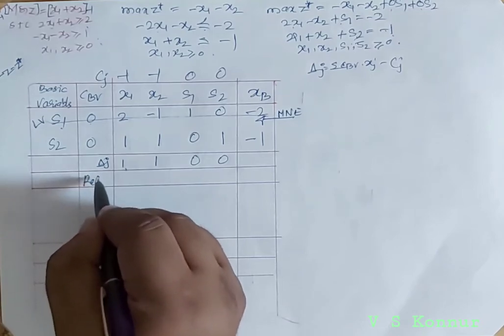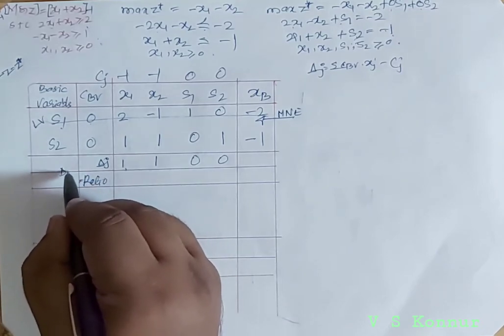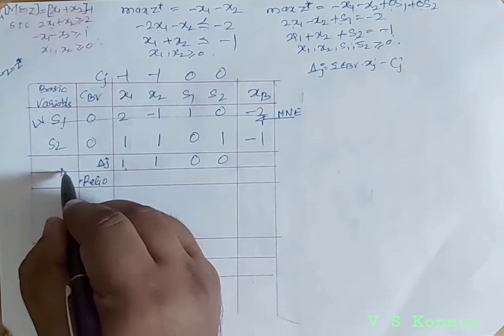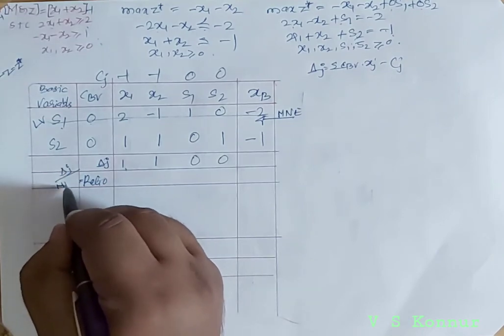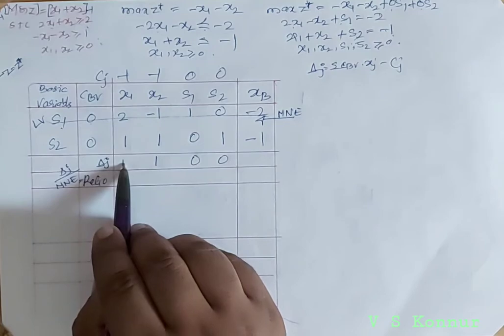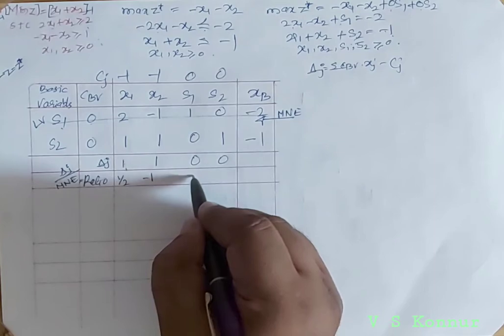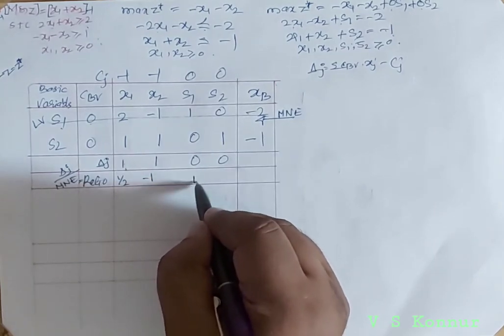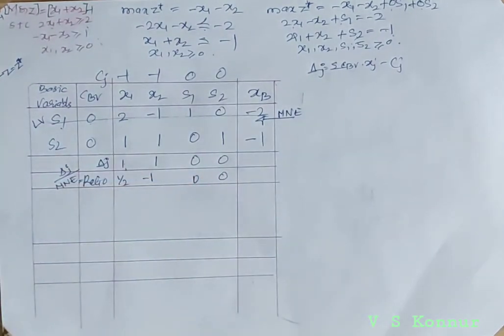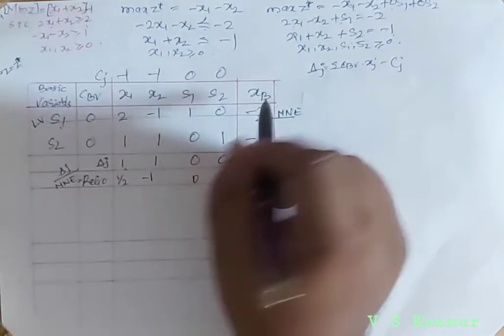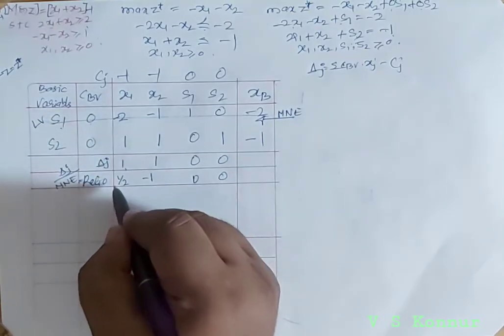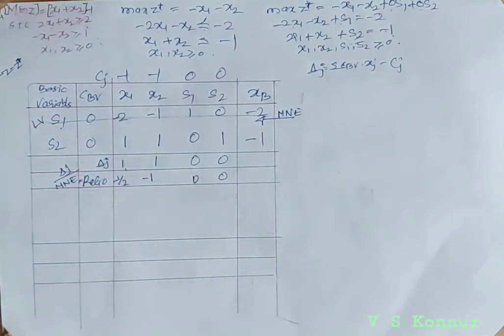Then the ratio is calculated by delta j divided by the most negative element. Delta j divided by the most negative element: 1 by 2 we got here, minus 1, 1, so 0, 0. So this has minus 2, sorry. So we'll get minus 1 by 2, minus 1 and 0, 0.